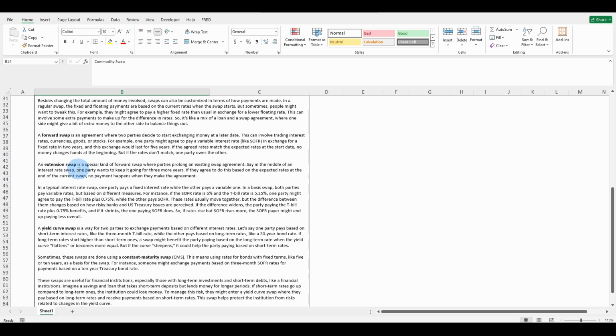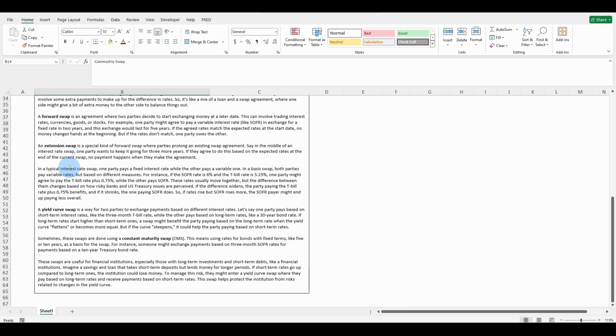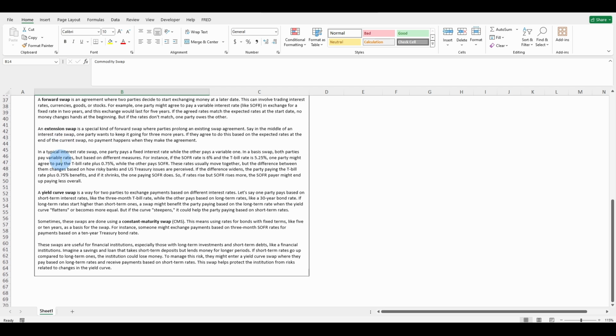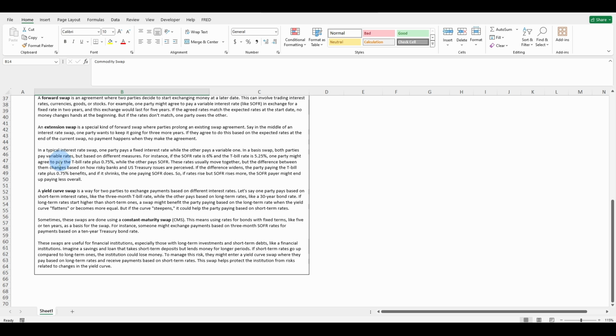An extension swap is a special kind of forward swap where parties prolong an existing swap agreement. Say, in the middle of an interest rate swap, one party wants to keep it going for 3 more years. If they agree to do this based on the expected rates at the end of the current swap, no payment happens when they make this agreement.